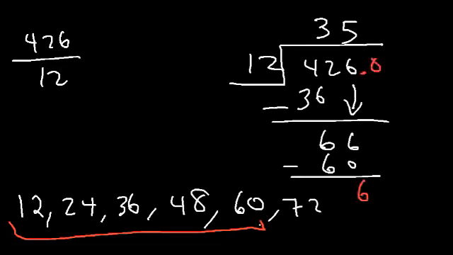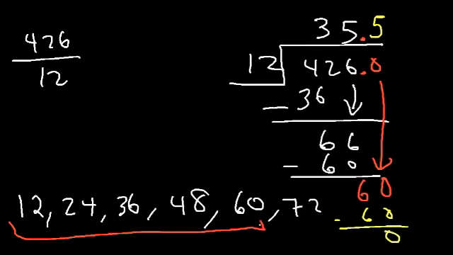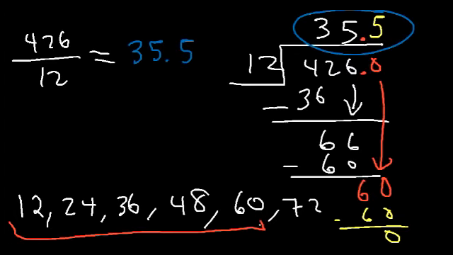So now we need to add a decimal point. We're going to bring down a 0. And we know another 5 will give us 60. 12 times 5 is 60. And this time the remainder is 0. So therefore, 426 divided by 12 is equal to this number, which is 35.5.